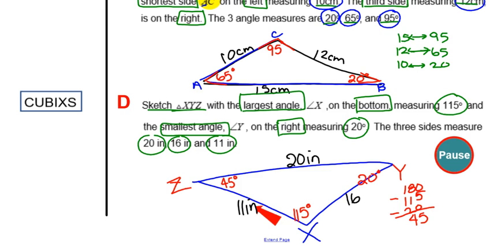Again, I can double check my work by ordering my numbers. From biggest to smallest, I have 115, 45, and 20. And then from biggest to smallest, I have my sides of 20, 16, and 11. And double check, are those numbers opposite of each other? Do I have 115 opposite 20? 45 and 16 opposites, and 20 and 11, are they opposites? And I think it looks like we have that. There is our triangle XYZ.